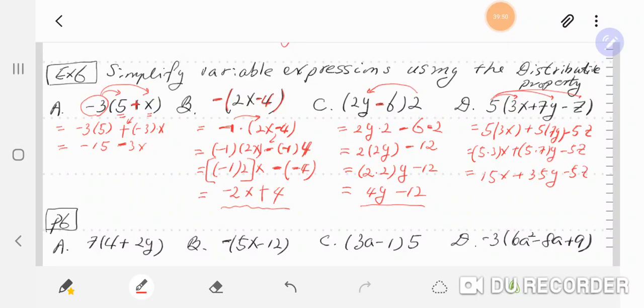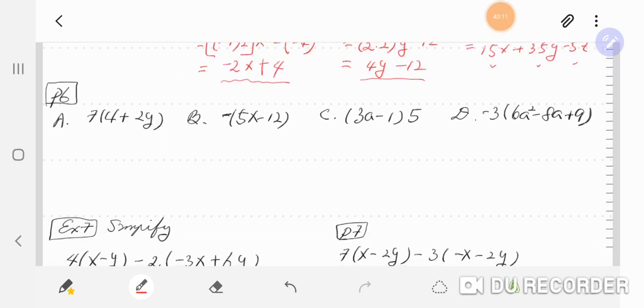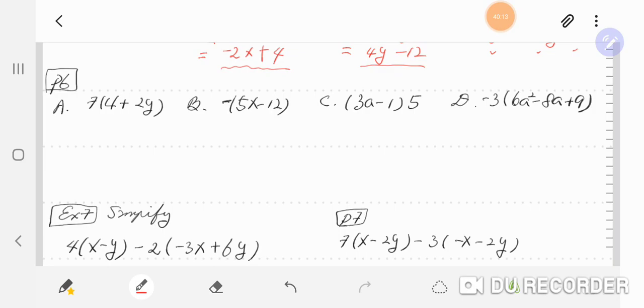Okay, let's check. Let's multiply directly using the distribution property. 5 times 3x. 3 times 5 is 15x. Here it is. 7y times 5 is 5 times 7, 35y. And negative 5 times z. So negative 5z. All right. And then for this problem 6, why don't we just directly multiply? Directly. Let's skip all the steps. So multiply 4 and 7. That is 28. And multiply 7 and 2y. So that is plus 2 times 7 is 14y.